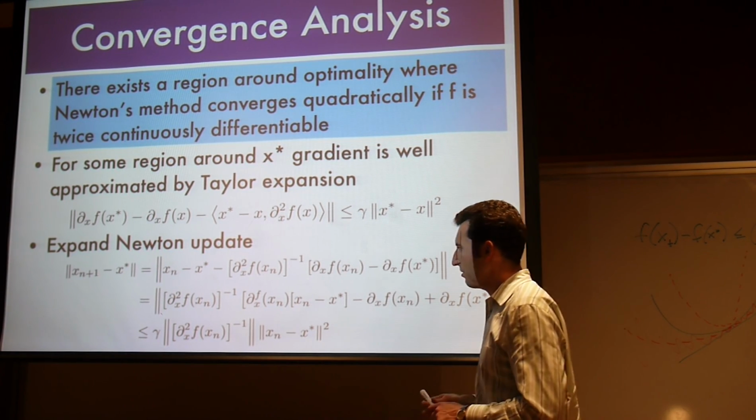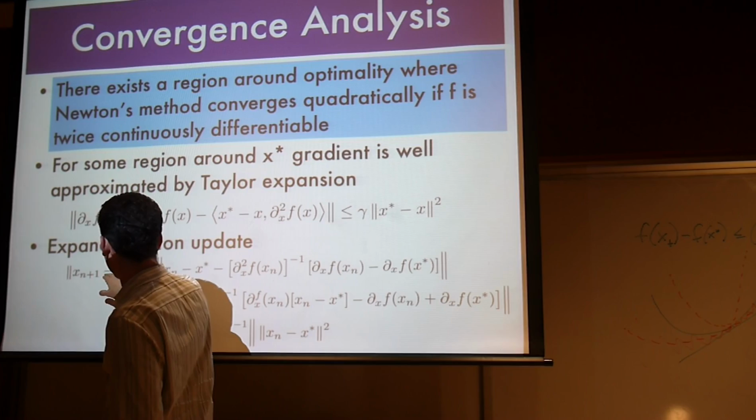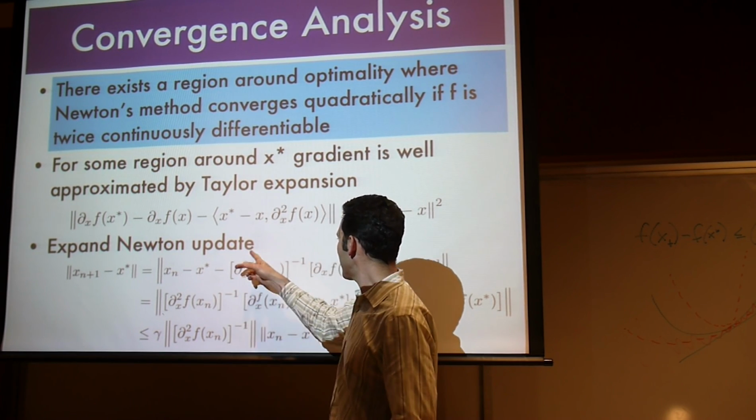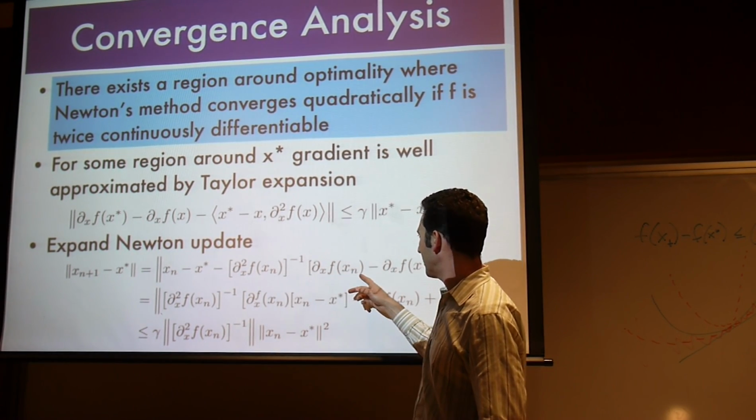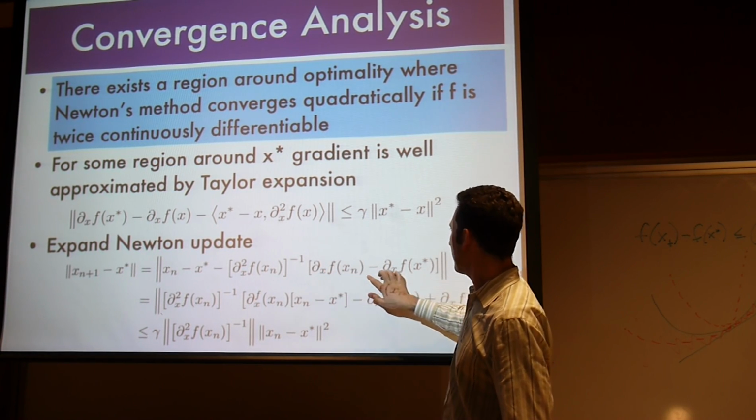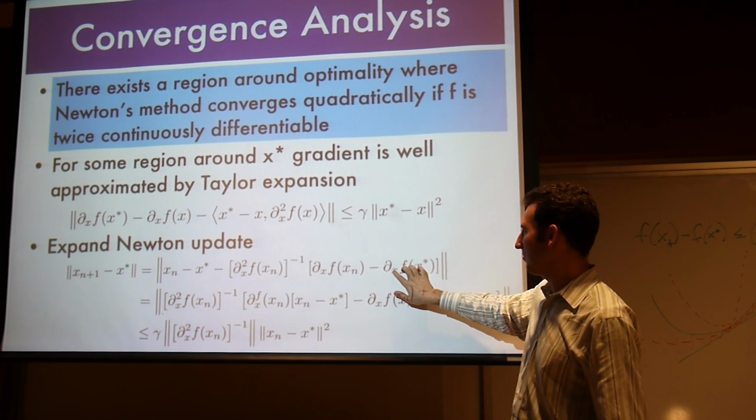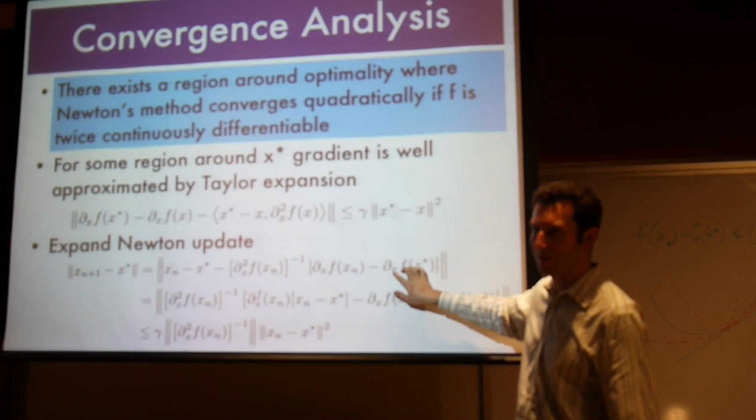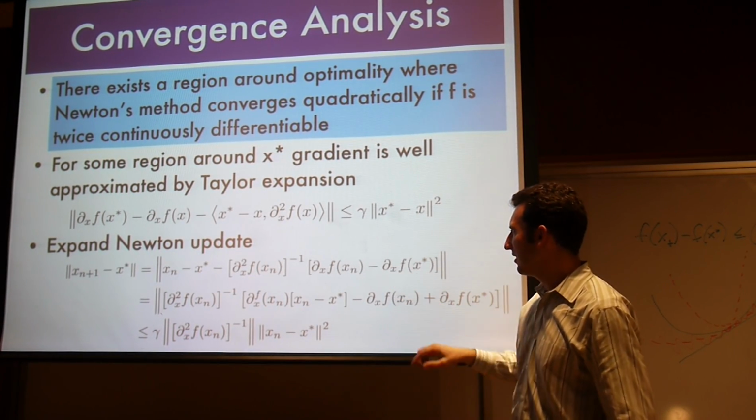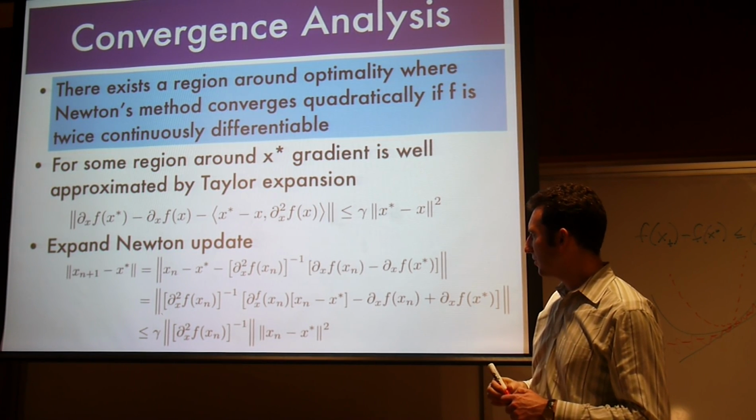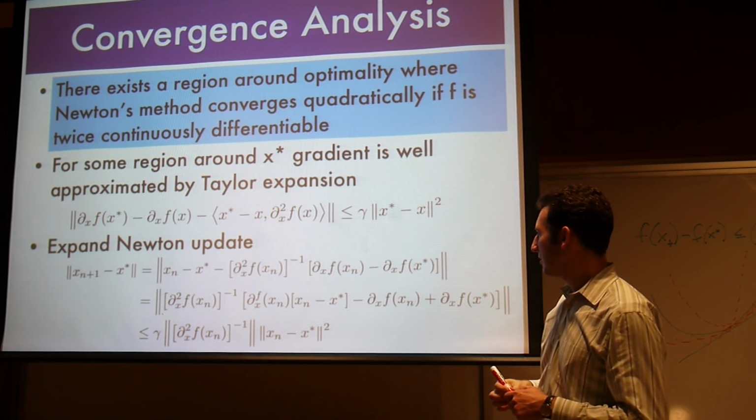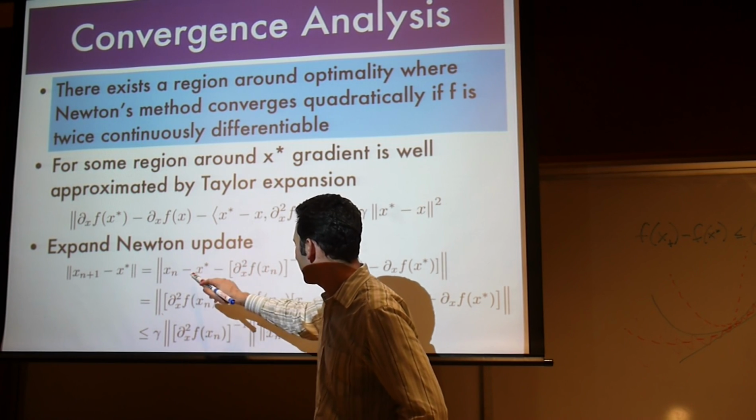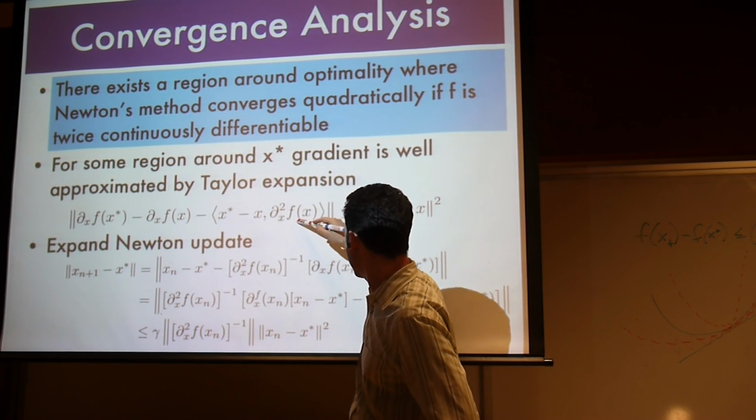So that's the assumption that I have to make at some point around optimality. Now let's actually go and expand this Newton update. So x_{n+1} minus x star. It's x_n minus x star minus inverse Hessian times gradient. Now what I'm going to do is I'm going to sneak in the gradient at the optimum. Well, which I can always do, right? It's 0, exactly. That's why I can sneak it in. So, at optimality. Now, if you look at that, well, that's simply, I can unexpand my Taylor expansion here.